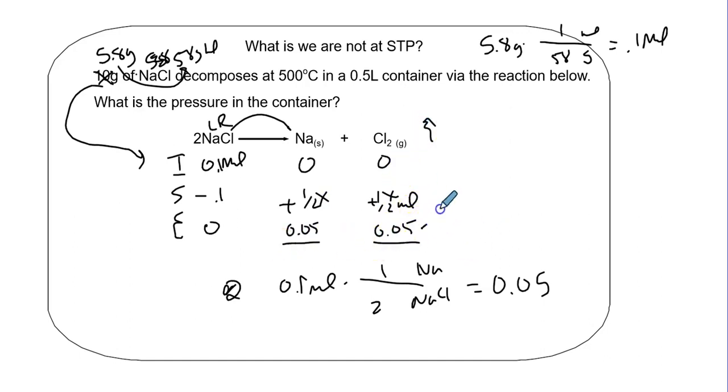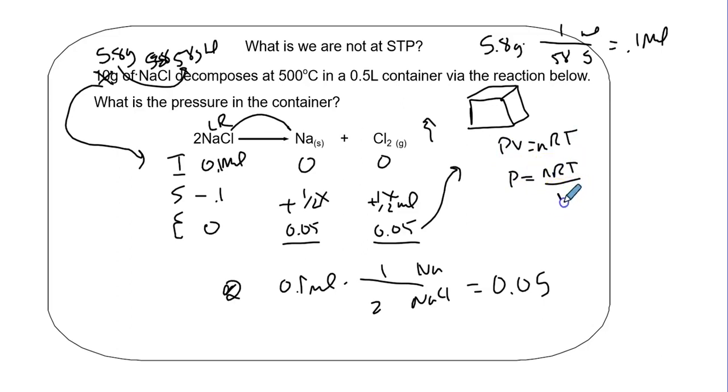Now let's take a moment and calculate the pressure inside this rigid container and see what our pressure is. Because we're not at STP, we really can't use any shortcut. Let's go right to PV equals nRT. I want pressure, so pressure equals nRT over V. n is 0.05. R, I'm going to go with atmospheres, so 0.0821. And temperature, 500 Celsius, that's 500 plus 273 equals 773.